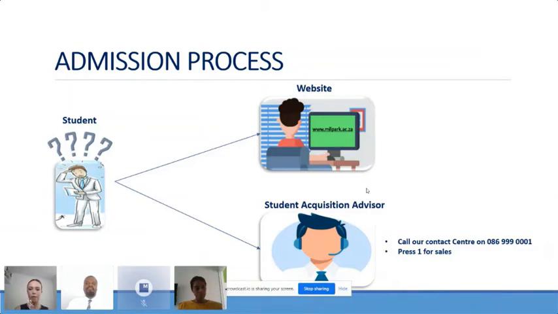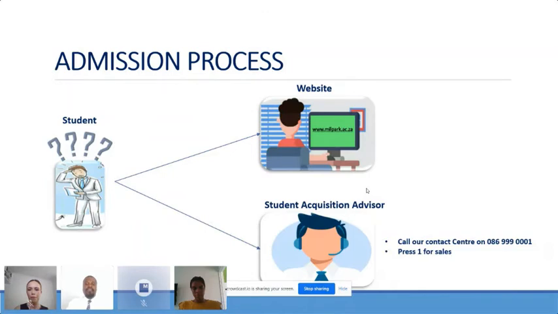The first thing you need to do is to go to our website. So obviously, after you've done that, you engage with the student acquisition advisor. You can then contact us on our line, which is 086 999 0001. And of course, you will press 1 for sales there. And then, from that point, the student advisor should be able to take you from the beginning of your entire admission all the way to your entire registration.